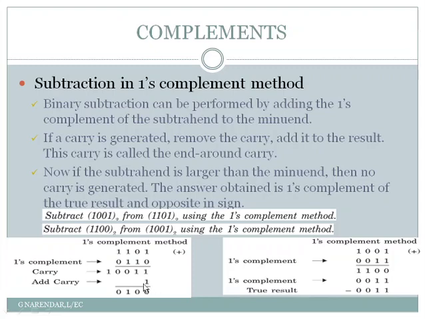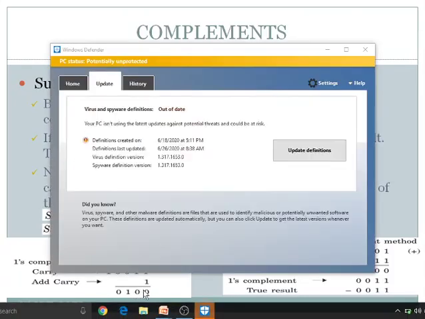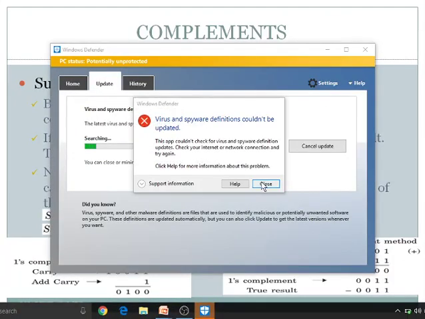So when you add this carry to the result 0011, again you apply the rules of addition. 1 plus 1 is 0, carry 1; 1 plus 1 is 0, carry 1; and here 0 plus 1 is 1, and here 0 and 0. So the result is 0100. And now this is the result of subtraction.